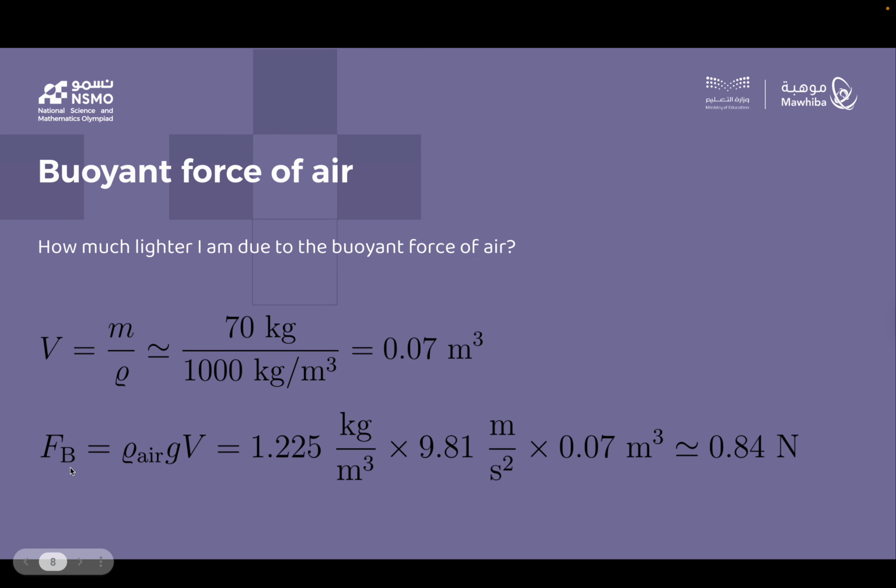Then we can get the buoyant force by multiplying this volume with the density of the air and the gravitational acceleration. Substituting the values, we get a buoyant force of around 0.84 newtons. A person's weight is this much smaller due to the surrounding air. Translating this to mass, this means around 0.08 kilograms. So this is not a very large effect.